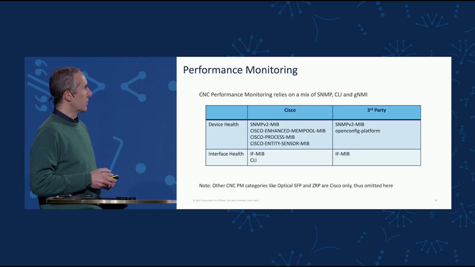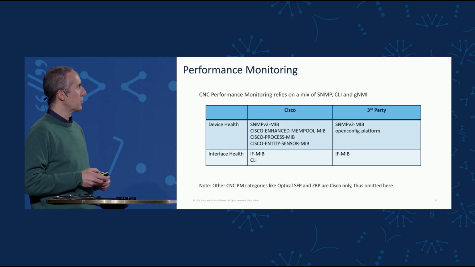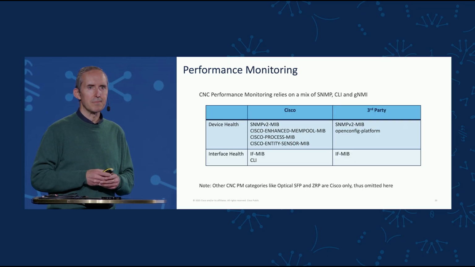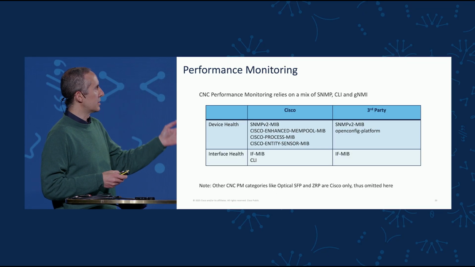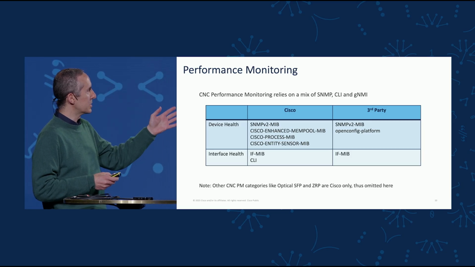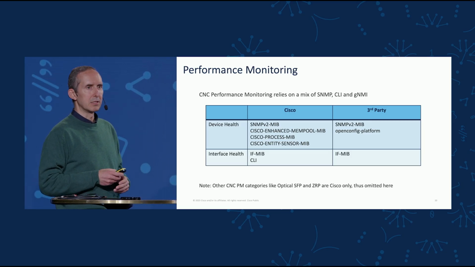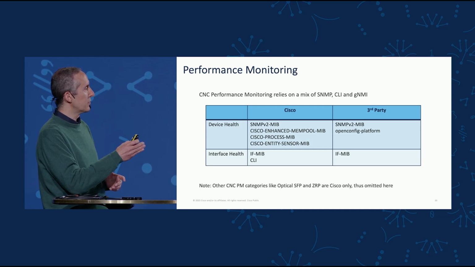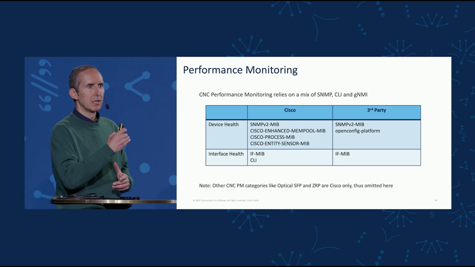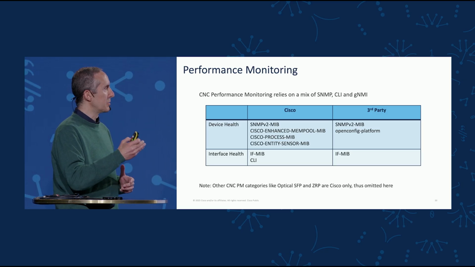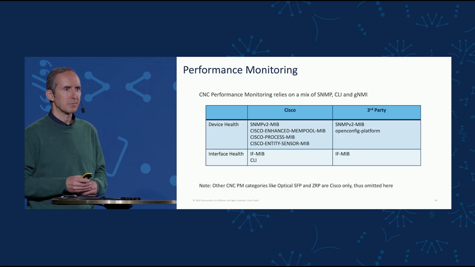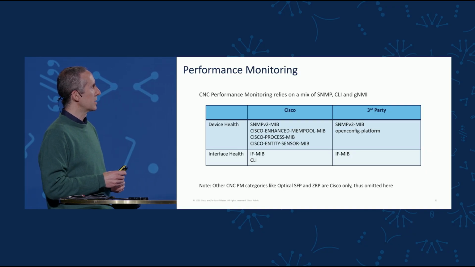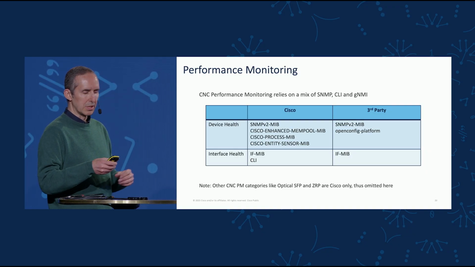Then we have the performance monitoring. Here it's a mix of different protocols: SNMP, CLI, gNMI. You can see that for Cisco we use some MIBs and some protocols. For third parties we use others: SNMP v2 and OpenConfig for device level KPIs, and IF-MIB for the interface health. And again, here sometimes we need to customize things or adapt if needed.